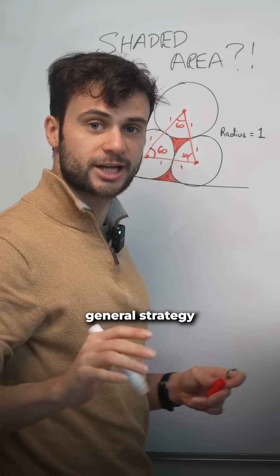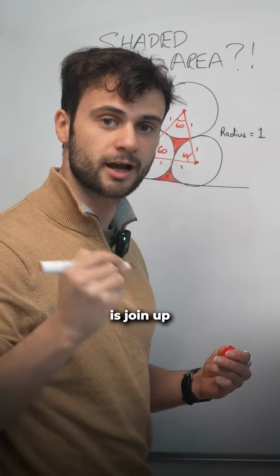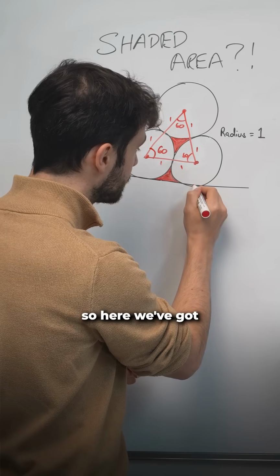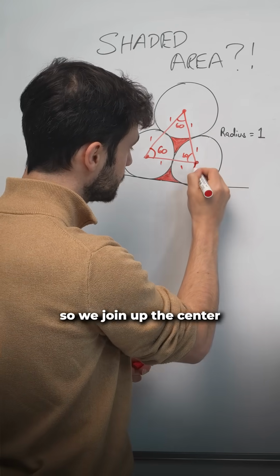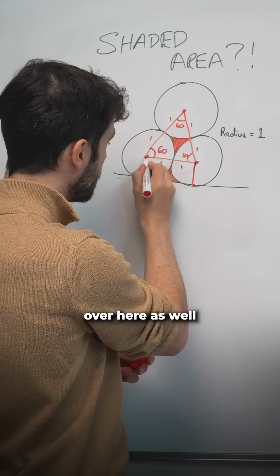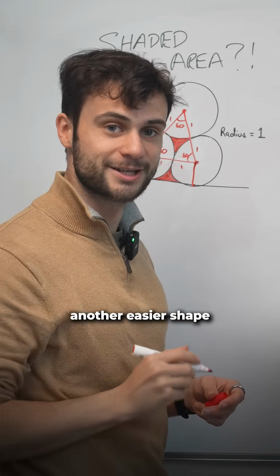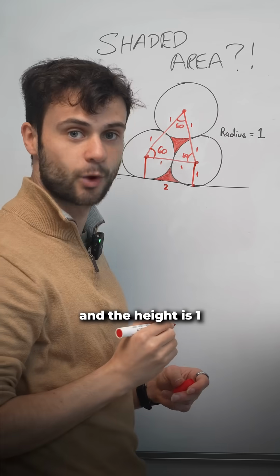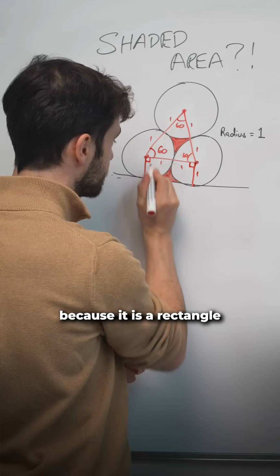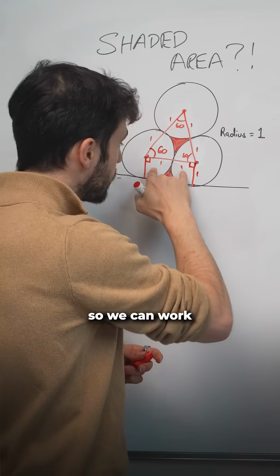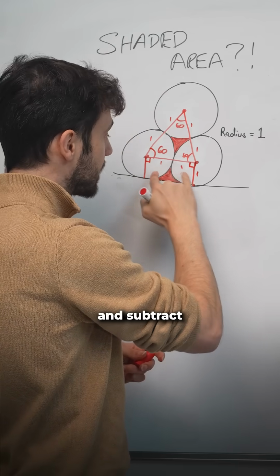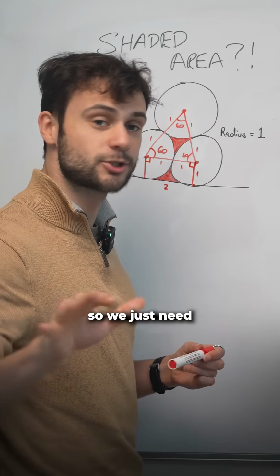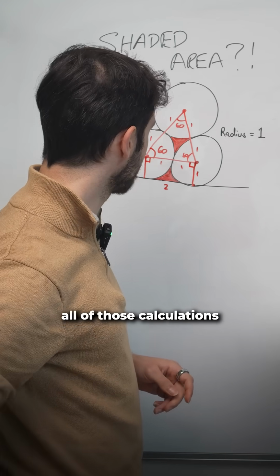So another good general strategy when you're working with circles is join up the centers of circles with any tangents. So here we've got the circle is tangent to the line here. So we join up the center with a tangent, and it's the same over here as well. And now we've got another easier shape to work with too. We've got a rectangle where the base is 2 and the height is 1. And these angles, because it is a rectangle, are going to be 90 degrees. So we can work out the area of these 2 sectors and subtract them from the area of the whole rectangle, and that's going to give us the area below. So we just need to go ahead and compute all of those calculations.